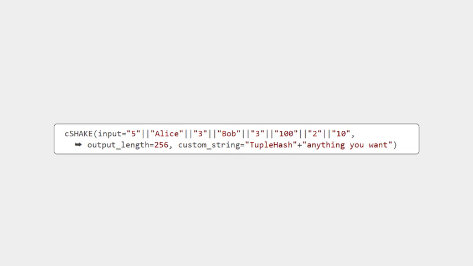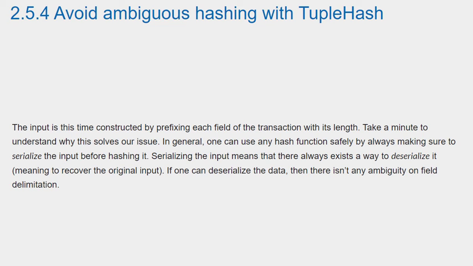As you probably guessed, this is what Tuple Hash solves. It allows you to unambiguously hash a list of fields by using non-ambiguous encoding. What happens in reality is something close to the following, with the double pipe being the string concatenation operation. The input is this time constructed by prefixing each field of the transaction with its length. Take a minute to understand why this solves our issue.